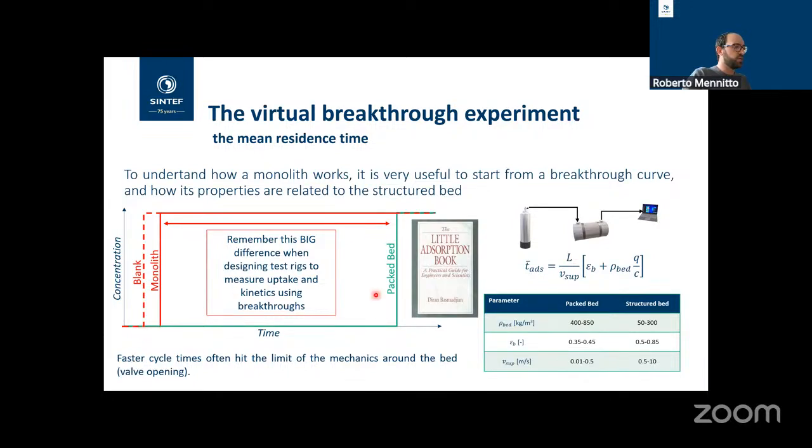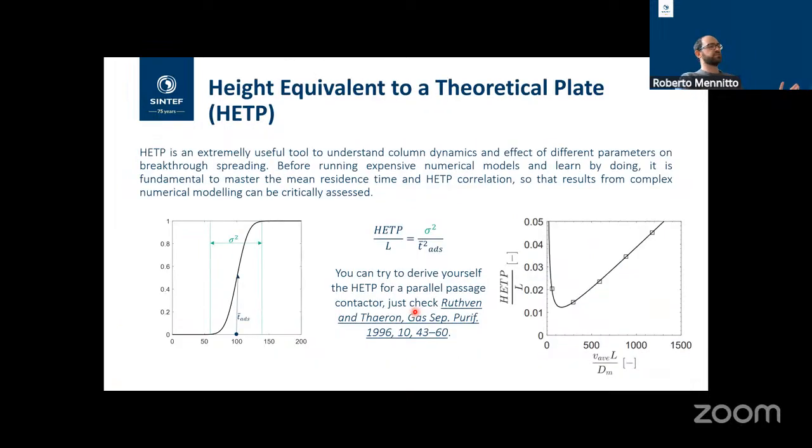And here we have the picture of a very nice book that I suggest if someone wants to have a deep dive into how mean residence time can be useful to design absorption processes. So we warmed up a little bit with the mean residence time, but the actual core of the presentation for today will be around the height equivalent to a theoretical plate. The HETP. So what is the HETP?